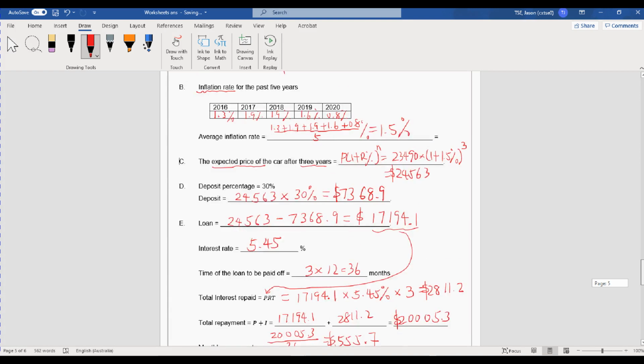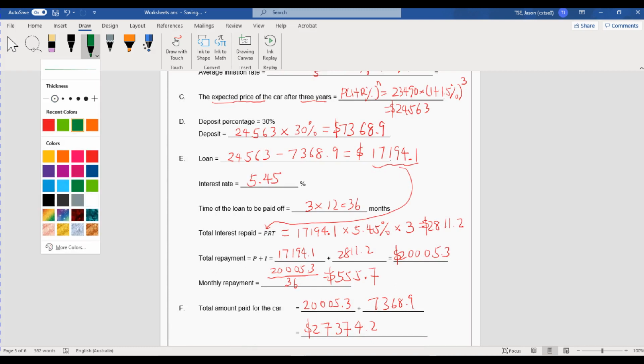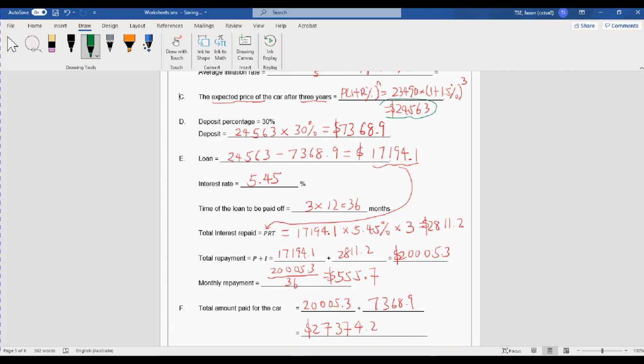Remember the price of the car would just be 2,4. I'll use another color to highlight it. So that's the price of the car, but now that's the total you're going to repay for the car. Obviously it's more than the price of the car because you're taking a loan to buy the car, so of course you have to pay the interest over 3 years. So that's the calculation.